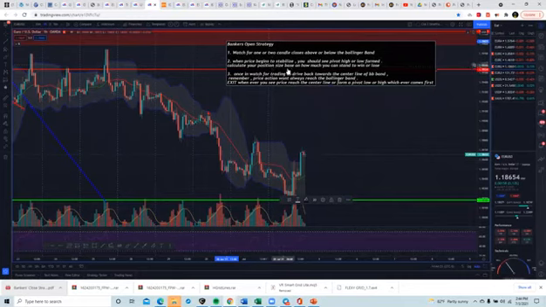We also want to see price kind of stabilize, which should actually form a pivot high or a pivot low, depending on which way we're trading. Now, if we're trading bullish, we're going to be looking for a pivot low. If we're trading bearish, of course, we're going to be looking for a pivot high.